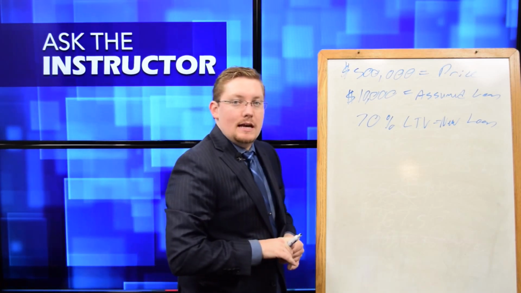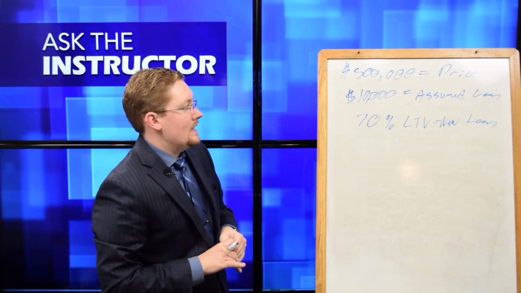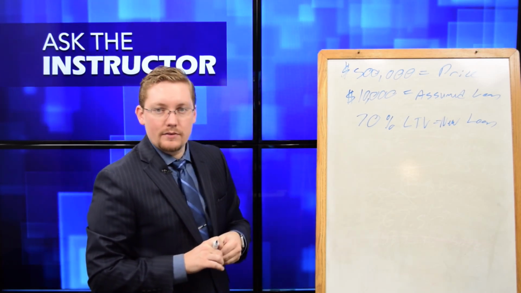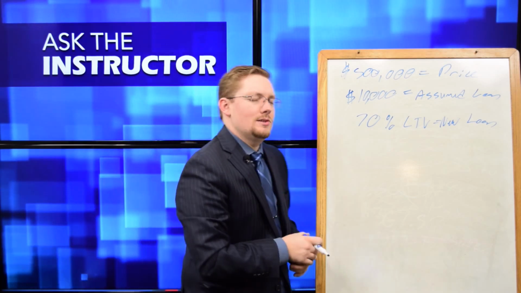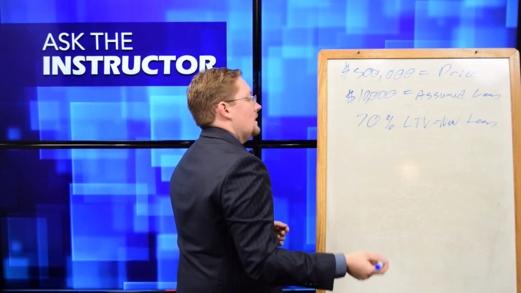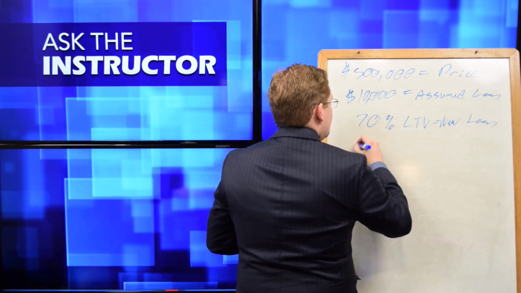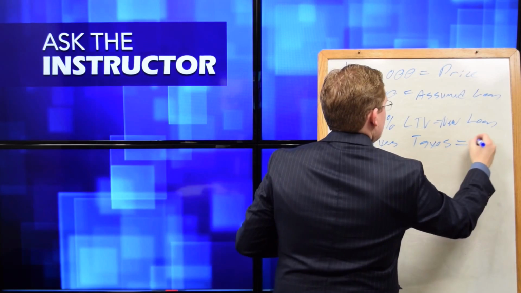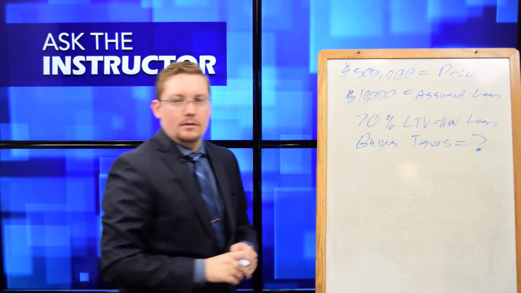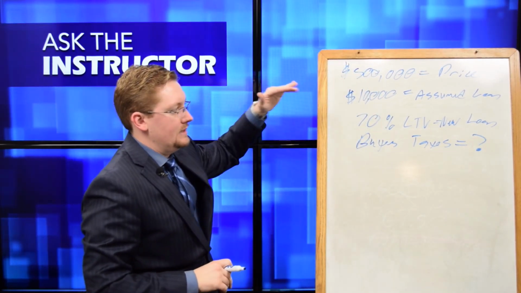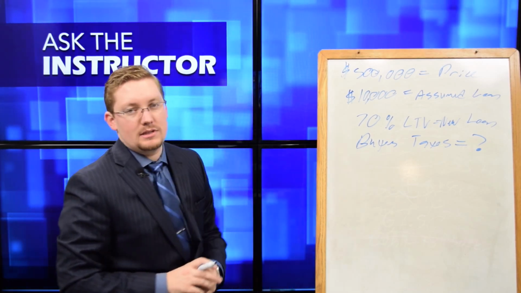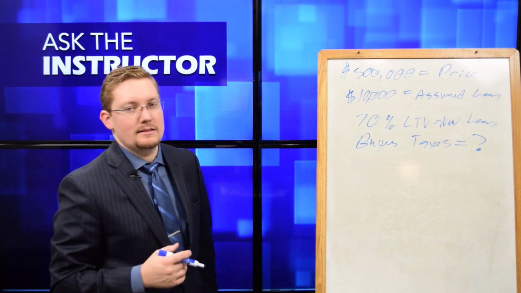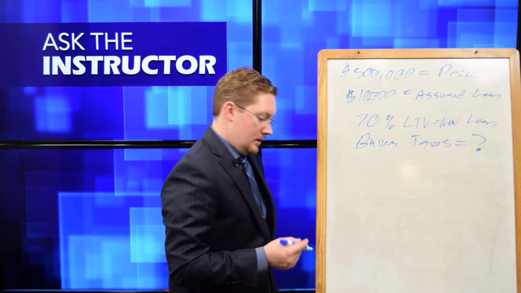And now finally, what the question's asking. So we have our buyer that's looking to buy a property valued at $500,000. They're taking out an assumed loan of $10,000, and the loan to value for the new loan is 70%. We're going to have to do some calculations to figure out what that loan to value is. Finally, the question is asking, what are the buyer's taxes? So we have $500,000 purchase price, $10,000 assumed loan, 70% loan to value new loan, and we're trying to find out what the buyer's taxes are. So a lot of information here.